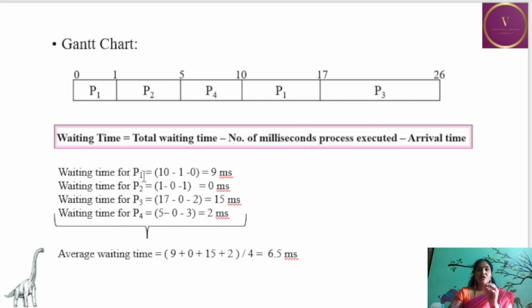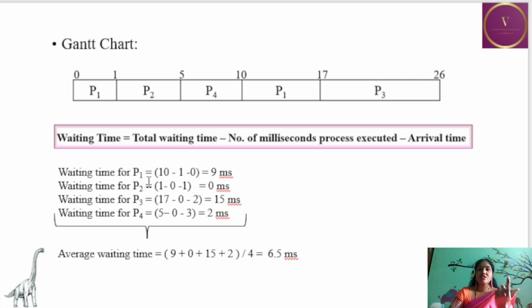So the waiting time for process P1 is equal to 10 minus 1 minus 0. Why? What is this 10? The 10 is the waiting time of process P1. It has waited for 10 milliseconds, but it has already used the CPU for 1 millisecond. So 10 minus the number of milliseconds the process executed, 1 millisecond, and arrival time, it is the one which arrived first, so arrival time is 0. So totally the waiting time of process P1 is 9.